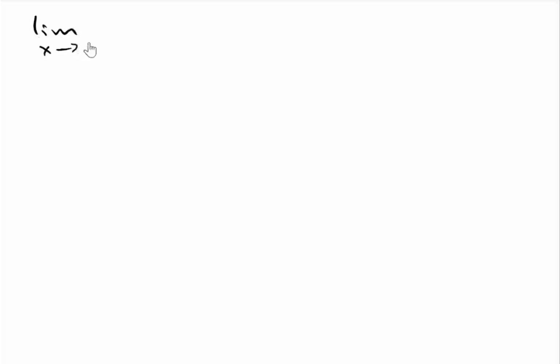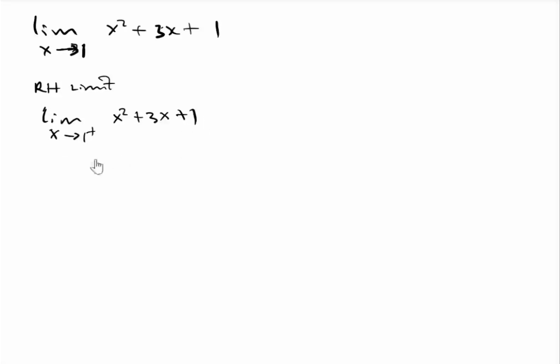Consider this second example: the limit as x approaches 1 of x squared plus 3x plus 1. We are going to solve it using the left and right hand rule as well. For the right hand limit, we have the limit as x tends to 1 of x squared plus 3x plus 1, and we change the limit by assuming x to be equal to 1 plus h.